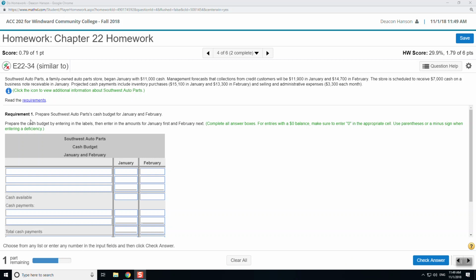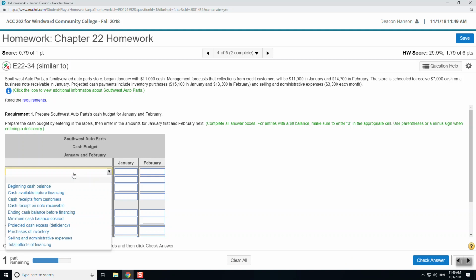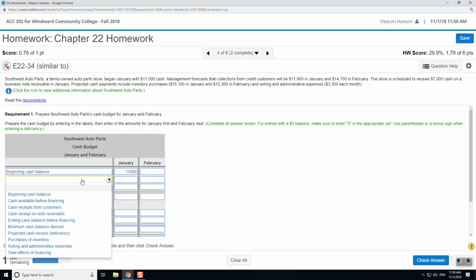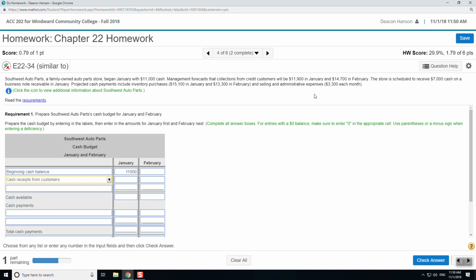So write exercise 22-34. Okay, and we're going to start like we did with the beginning cash balance, which comes from the paragraph up here, 11,000. Okay. Then we can put in the collections, so cash collections, projected cash receipts from customers. And for January, in this example, it's 11,900. And February, it's 14,700.